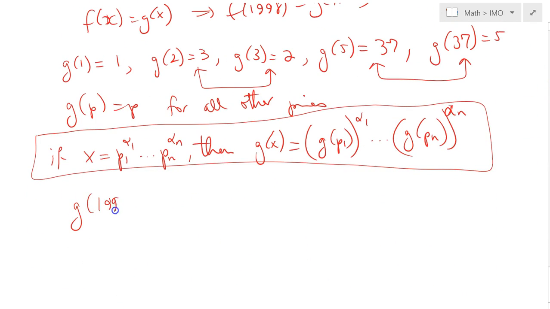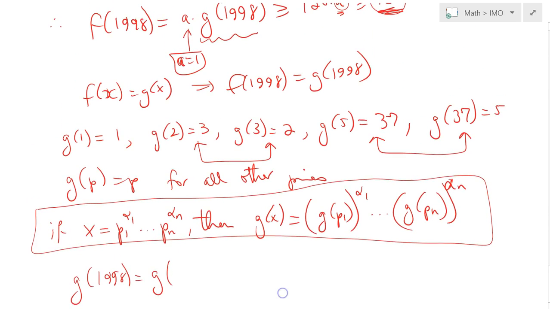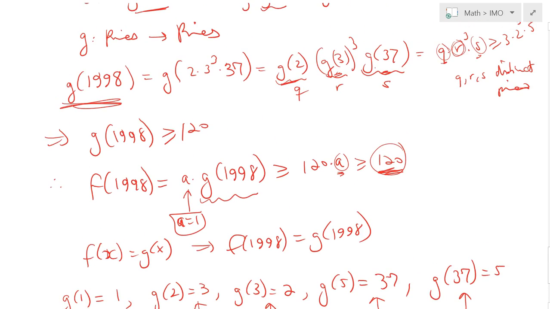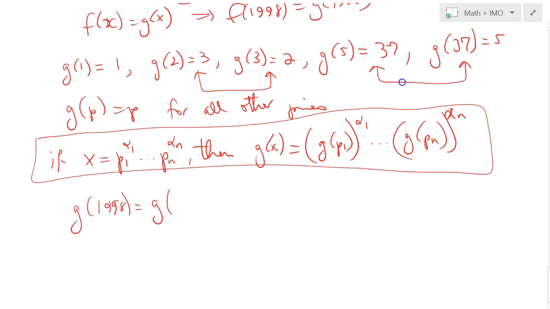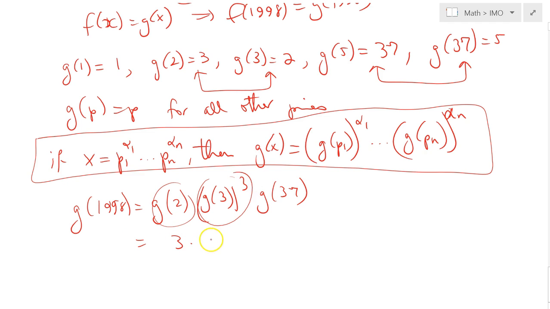Using this definition, let's test it. g of 1998, which is simply g of 2 times g of 3 cubed times g of 37, would simply be equal to g of 2, which we defined as 3, times g of 3 cubed, which is 2 cubed, times g of 37, which we defined as 5. And sure enough, this way we are able to attain the value of 120.